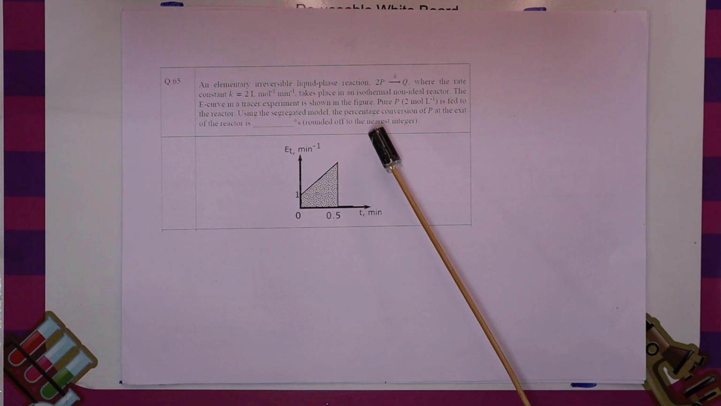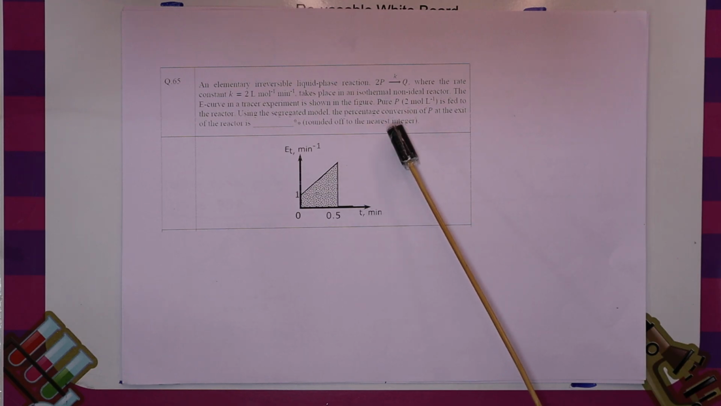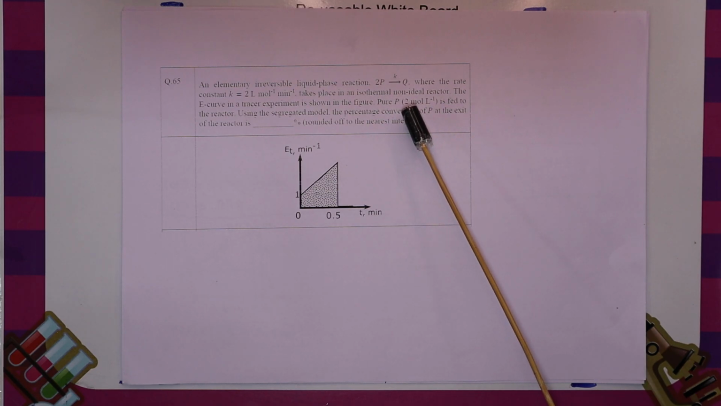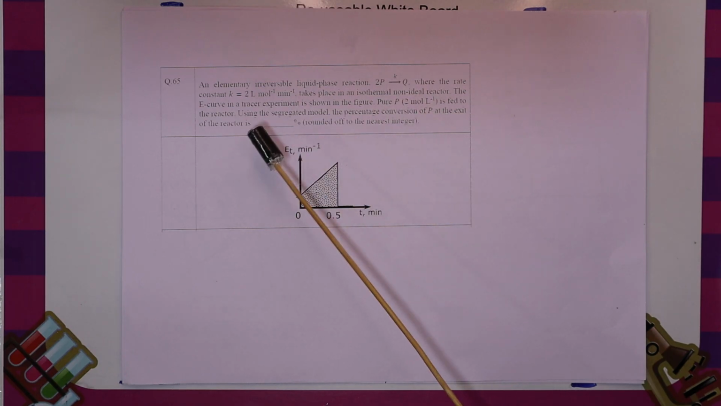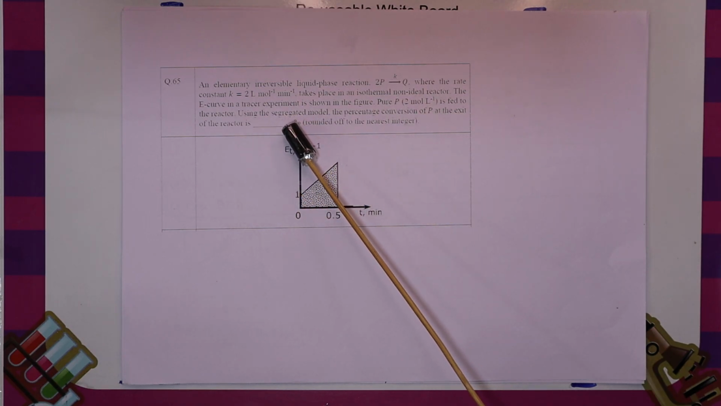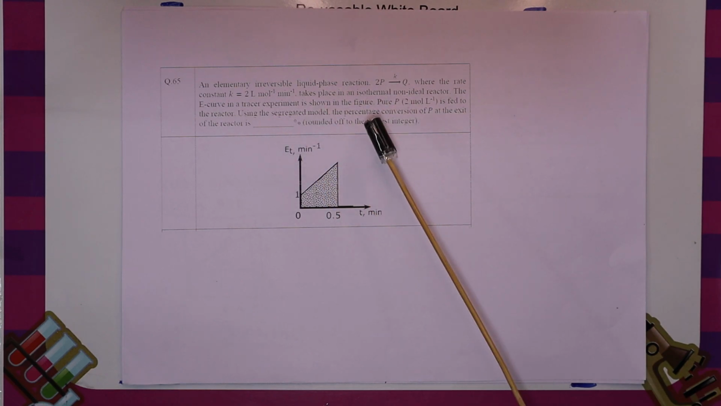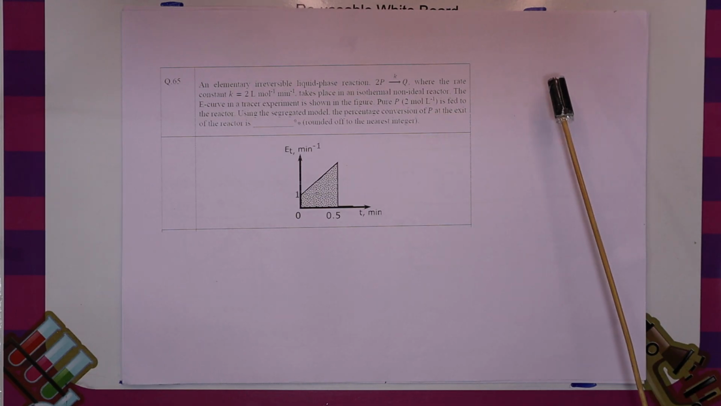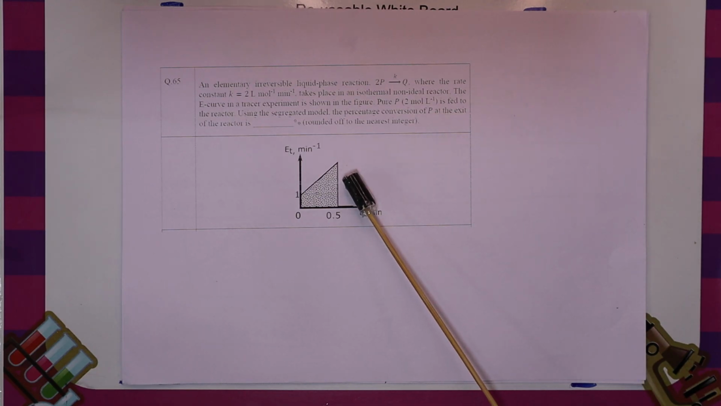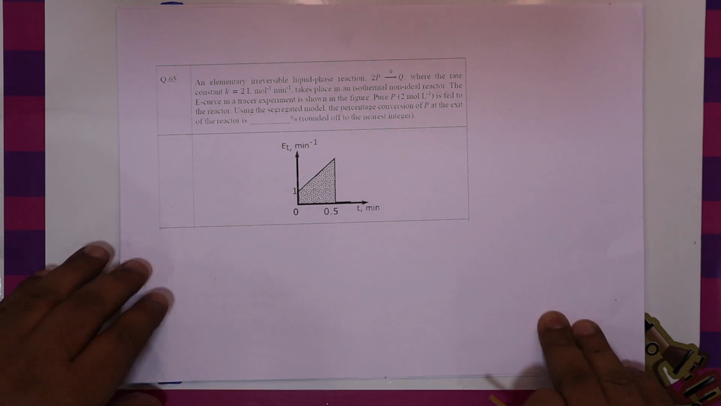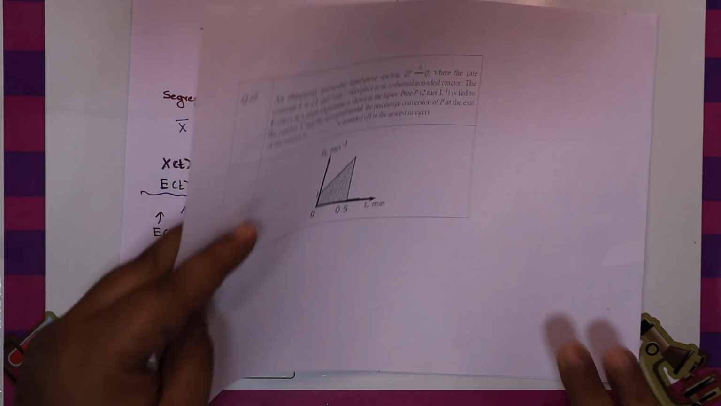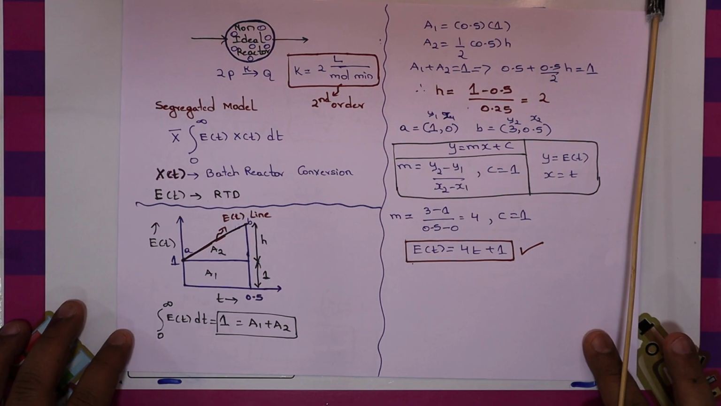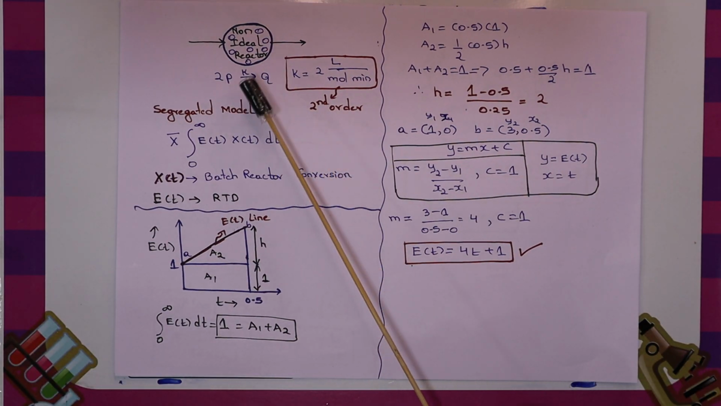That means there is a reactor which is non-ideal, and pure P is fed to that particular reactor. Using the non-ideal model, which is the segregated model, we have to find out what is the conversion of P in that particular non-ideal reactor, given the RTD curve of the reactor. So let us solve this. Assume this is our non-ideal reactor in which the reaction is going to happen.